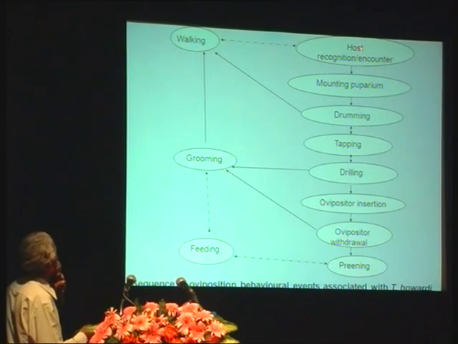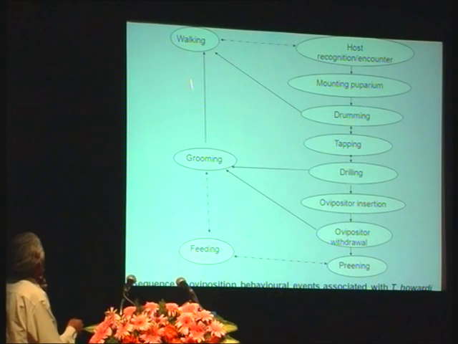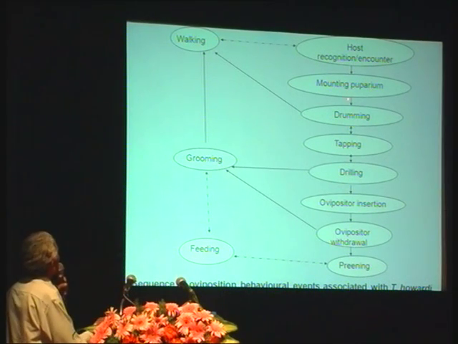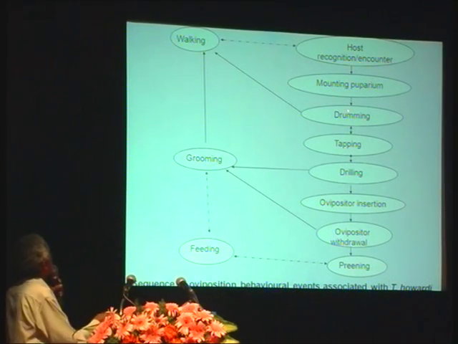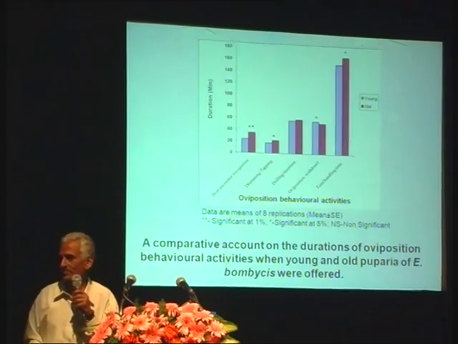So we have given it in the form of a flow chart: the host recognition, the mounting of the puparium, drumming, tapping, drilling, insertion of ovipositor, then withdrawal of ovipositor, then the preening, the feeding, grooming. So in this particular sequence, and the dotted line, it can go this way also, it can result in this activity. So like that, wherever the arrows are shown on both sides. For example, after tapping it can go for drumming, after drumming it can again come back to tapping like this. So it is more or less self-explanatory.